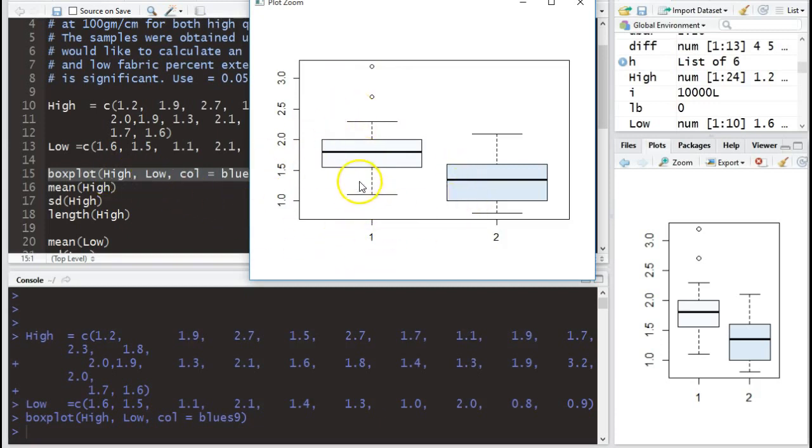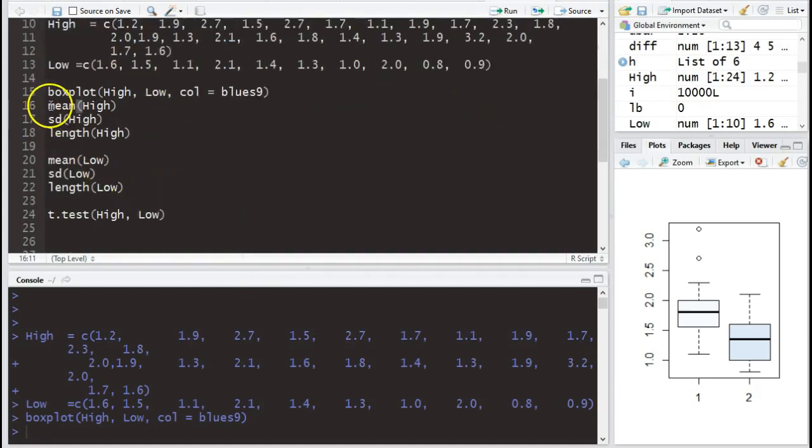And I can make this box plot nicer, but I can at least just take a look at my data and see that it looks like the high quality fabric has a higher extensibility than the low quality fabric. And so just from looking at this plot, I think that our hypothesis test will probably come out with a significant result, because we can see that the higher quality fabric definitely has a higher extensibility than the low quality fabric.